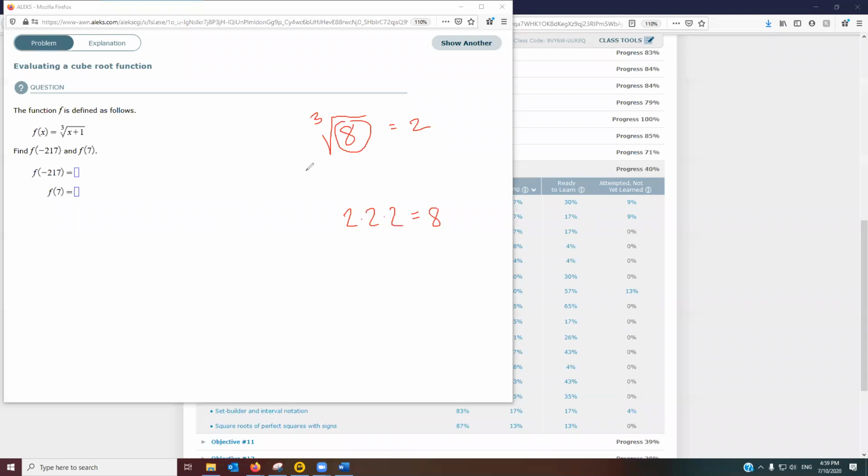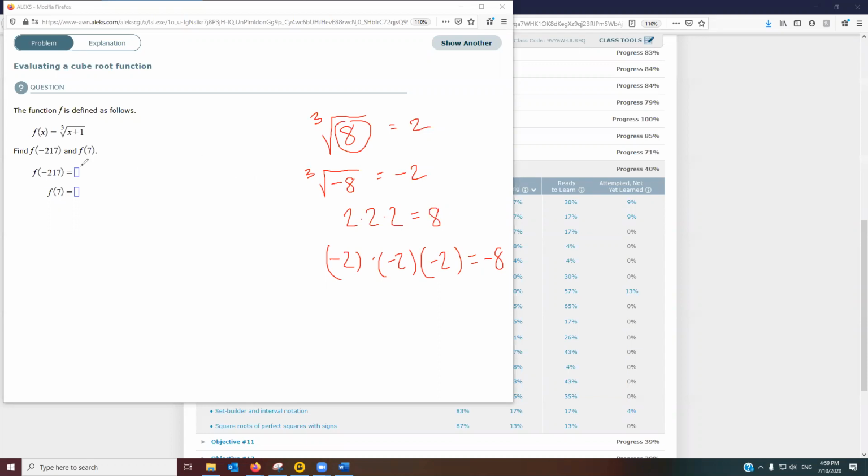Remember, I can take the cube root of a negative number, because if I take the cube root of negative 8, I know that negative 2 times negative 2 times negative 2 is negative 8. So the cube root of negative 8 is negative 2.